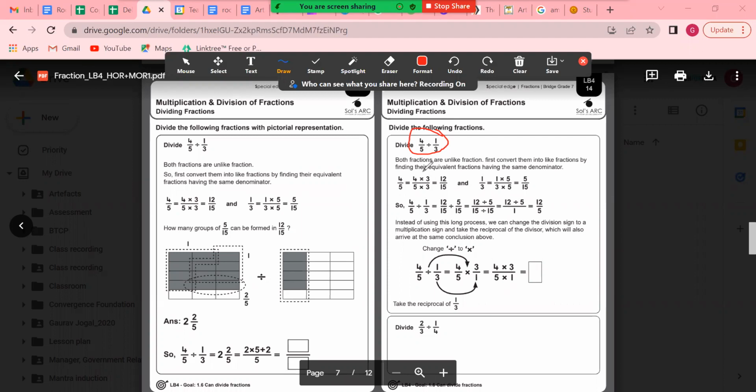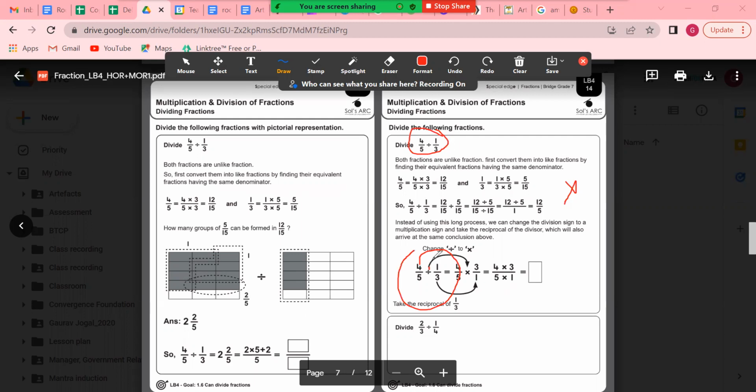If I do 4/5 divided by 1/3, how will I do it? First, convert it into like fractions, because the denominators are different. So this method we will not use because it's a long method, so I will not go into it. The easier method to do this is 4/5 divided by 1/3.